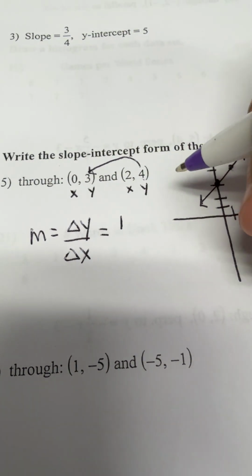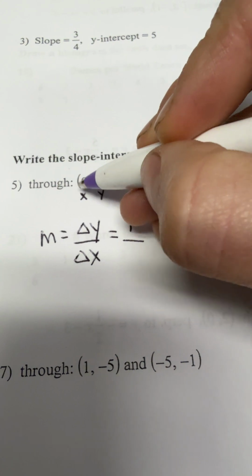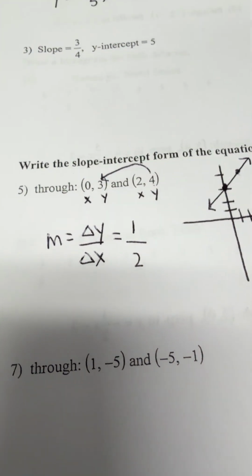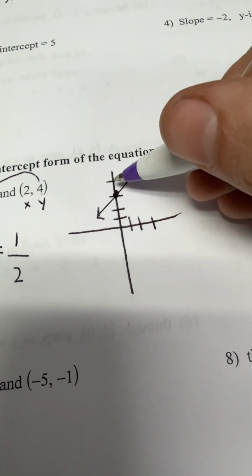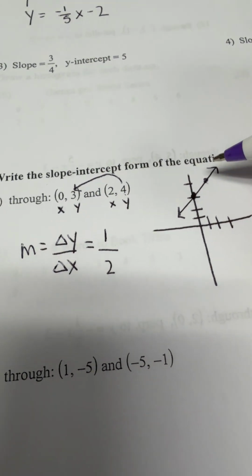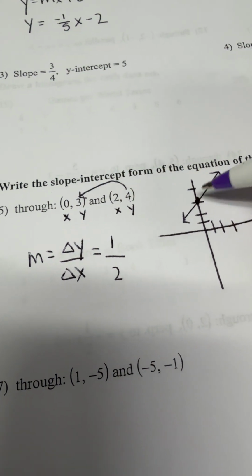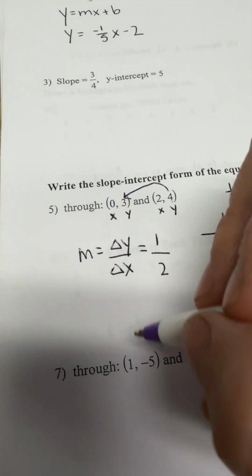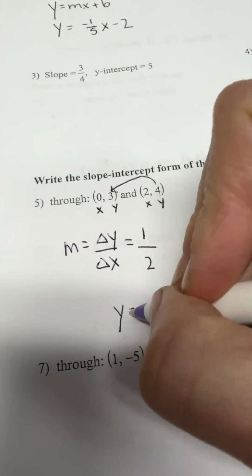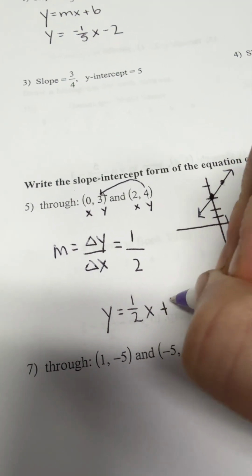It's important that you put your y in the numerator. And then down below here, I'm going to do 2 minus 0 is 2. So this is up 1 over 2, which it definitely looks like right there. So that's my slope. And then my y-intercept is where it crosses the y-axis. In this case, it's going to be 3. So we're going to have y equals 1/2 x plus 3.